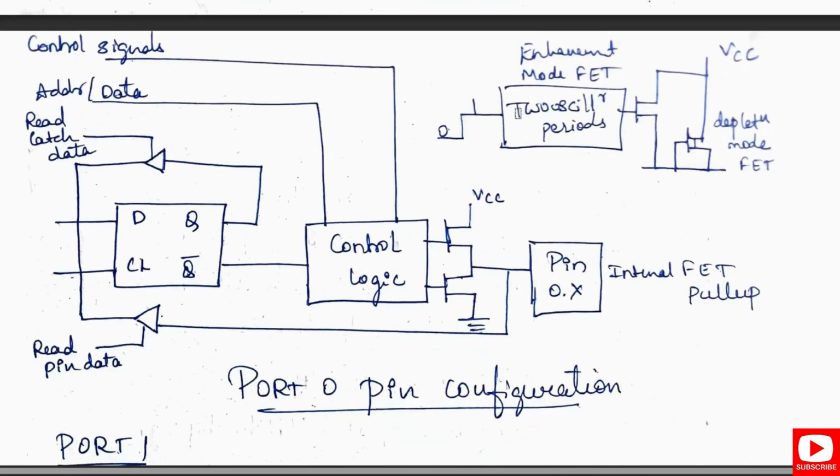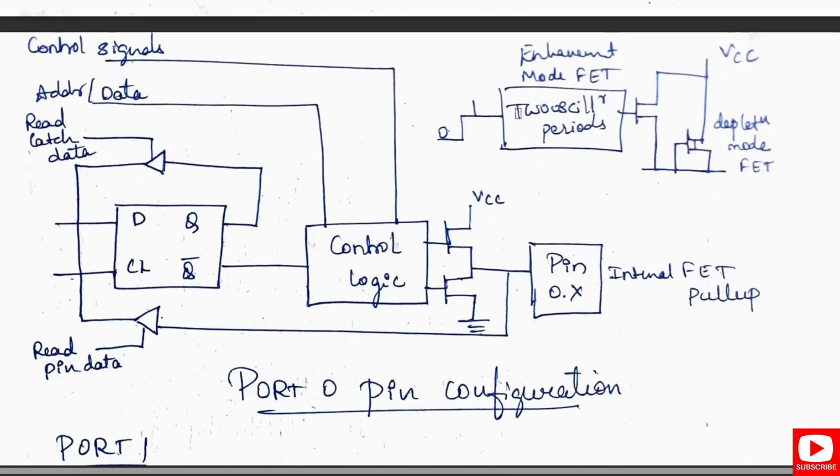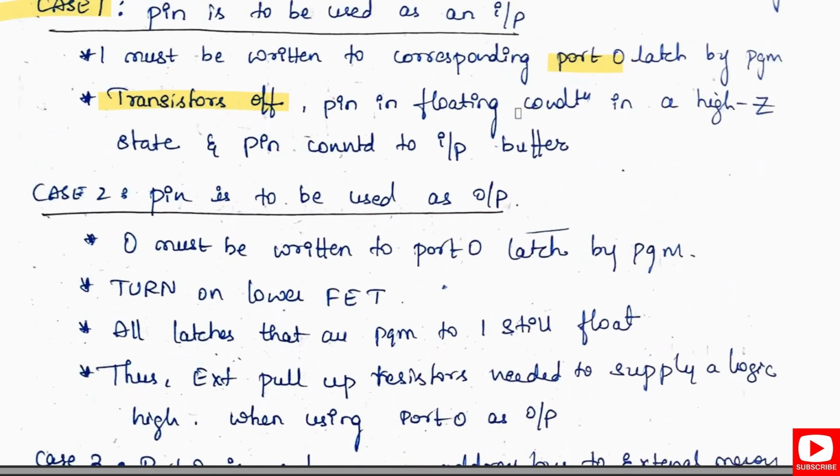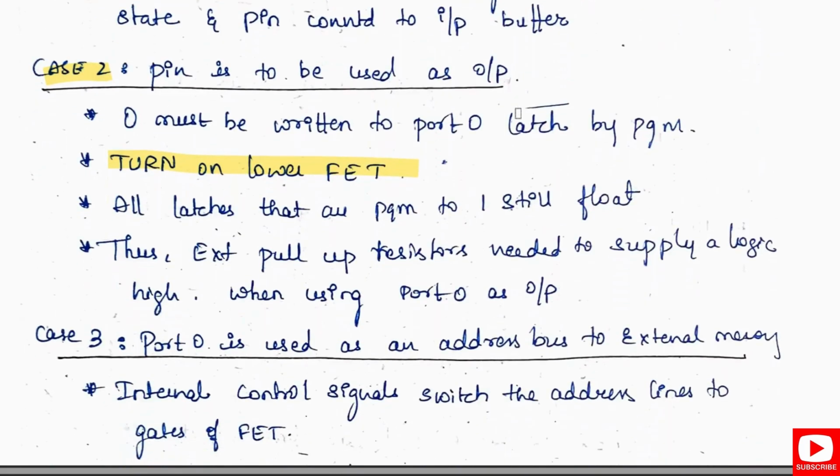This is the pin diagram of the port 0 configuration. In this, the transistor is off. If it is an input, it acts as an input. Let us consider case 2. Here it acts as an output. So 0 must be written to the port 0 latch by the program. Here it turns on the lower FET, and all the latches that are programmed to 1 still float. Thus external pull-up resistors are needed to supply a logic high. We need external pull-up resistors when using port 0 as output.